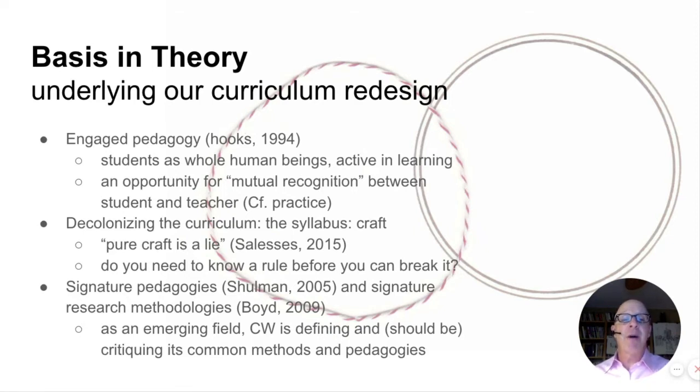Hooks also speaks of the possibility of mutual recognition between student and teacher, something that we take to include the ways in which, in creative writing, we are all, both teachers and students as writers, engaged in and finding our way in practice.